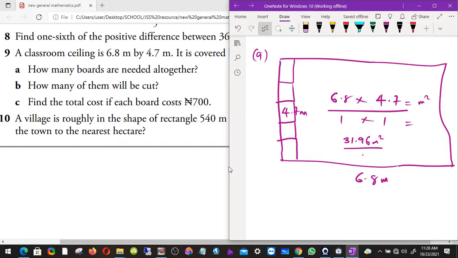1 times 1. So how many boards can fit in? But can you have 31.96 boards? So how many boards can fit in? 32 boards. There's nothing like 0.96 board. It's one full board that they cut some off. So 32 boards is going to fill it, right? So the first answer is 32. How many boards are needed? You need 32 boards. Solve it if you didn't get it.